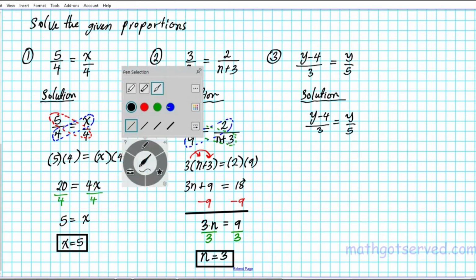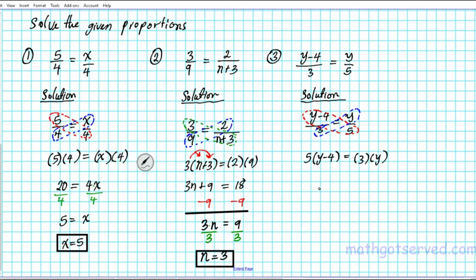Alright, let's go ahead and set up our stars. So we have 3 getting multiplied by y, and then we'll have the quantity y minus 4 be multiplied by 5. Okay, we have that nice little star there. So we have 5 times the quantity y minus 4 is equal to 3 times y. Proceeding, let's simplify the left side.